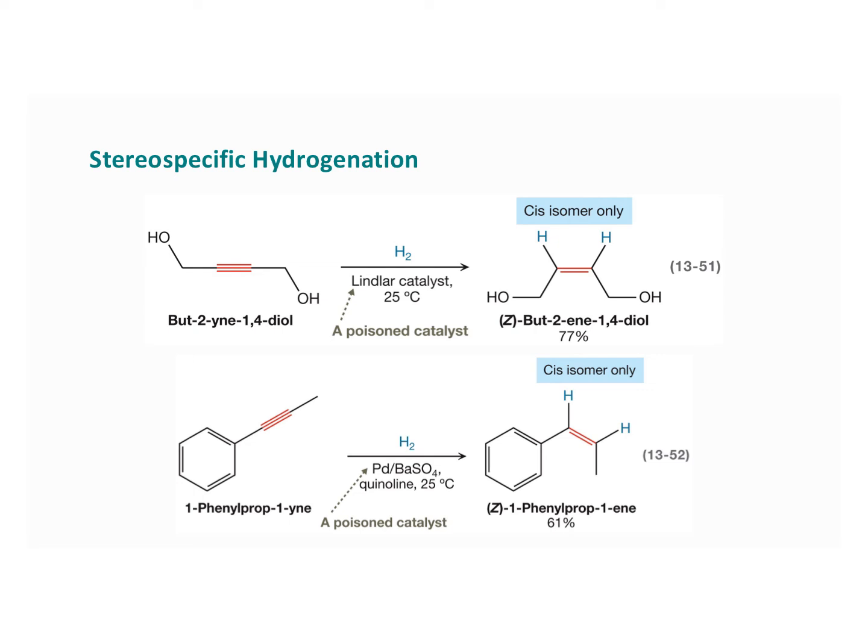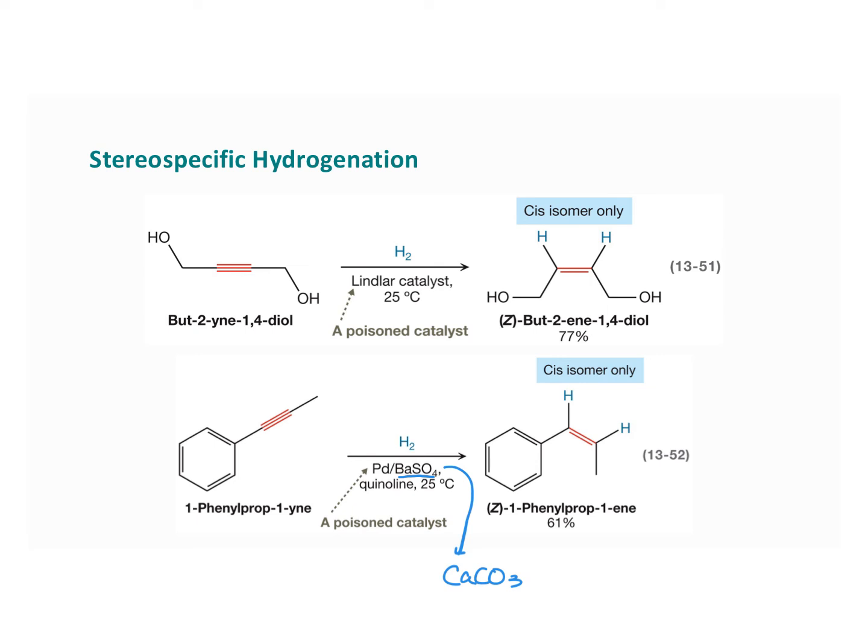What you see here as well is sometimes a palladium, barium sulfate, quinoline, right? And this functions in much the same way as the Lindlar catalyst. It's got that palladium and barium sulfate. I want you to know that the barium sulfate can be used instead of the calcium carbonate. So sometimes you'll see calcium carbonate there. I don't care which one you put on your paper for a test, but you need to be able to recognize that both of these are Lindlar catalysts.